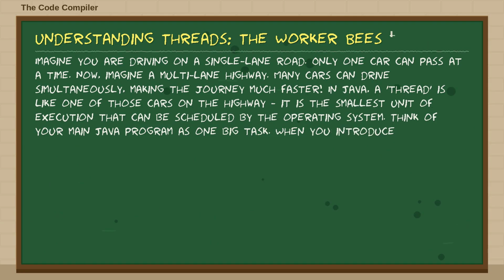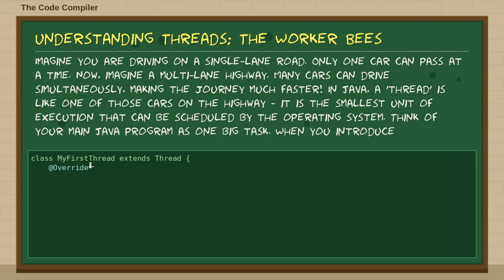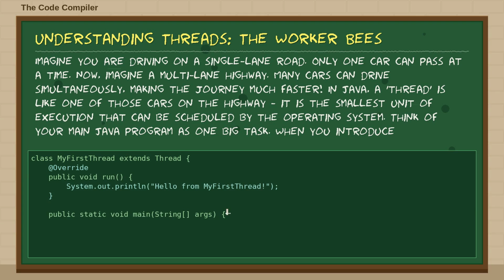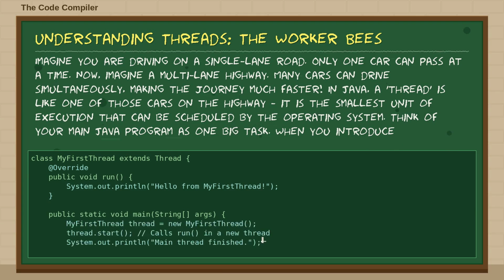Think of your main Java program as one big task. When you introduce multithreading, you are essentially breaking that big task into smaller, independent subtasks, and each subtask can be run by its own thread. Each thread has its own call stack but shares the same memory space as other threads in the same process. This allows for efficient communication and data sharing, making your applications more responsive and powerful. Let us see how to create our very first thread by extending the Thread class.